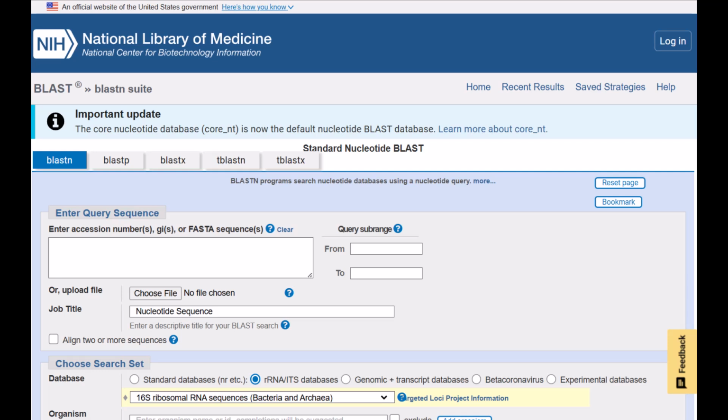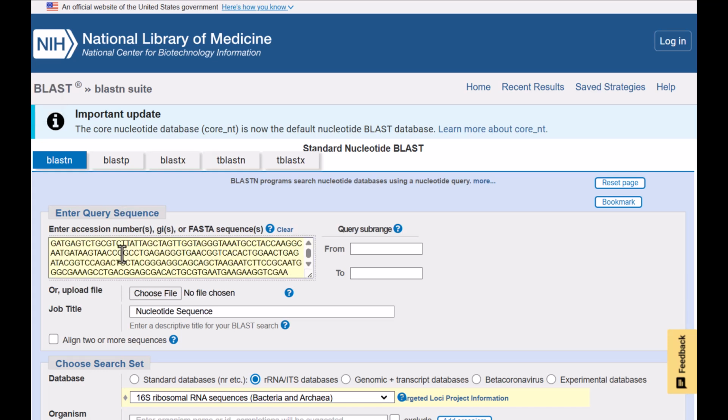All right, let's do another activity and another BLAST exercise. The information we have is that the following DNA sequence was isolated from a bacterium that lives in the gut of an insect. So I'm copying the sequence and pasting it again into BLAST.